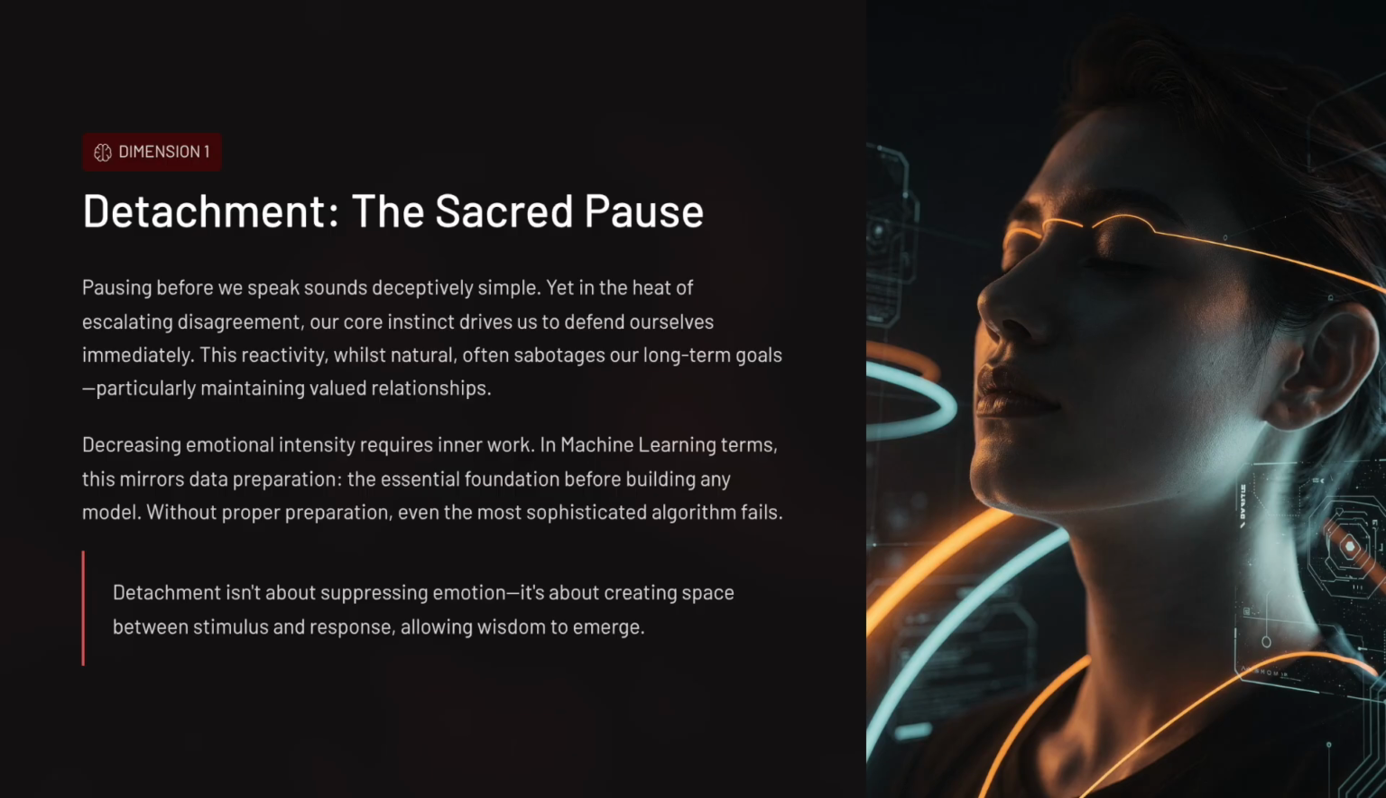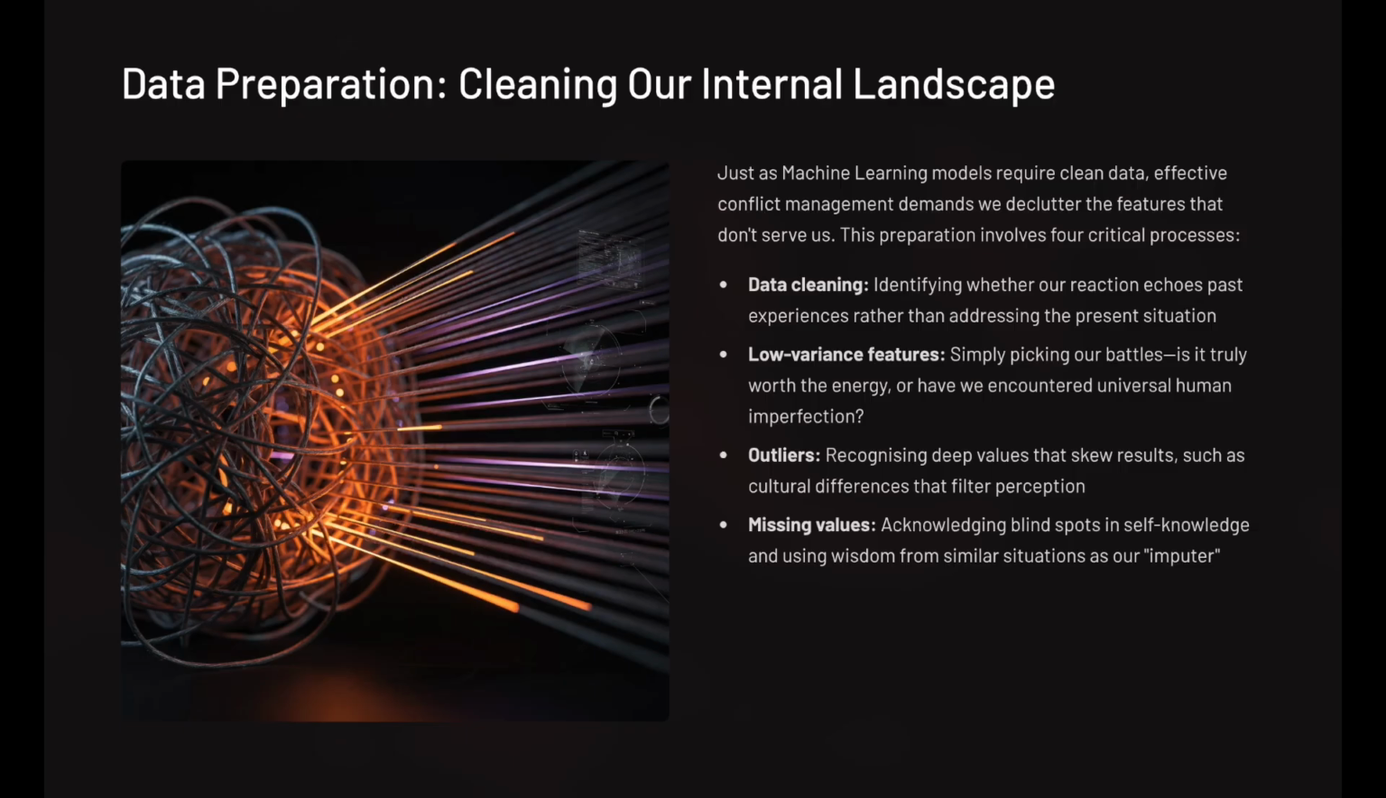Decreasing our emotional intensity leads to inner work, which, in a machine learning model, points to data preparation, data cleaning, or decluttering features that don't serve our model. In real life, this leads to identifying whether our reaction echoes the impact of past experiences that the present situation activated. Low variance features, or features with little impact.